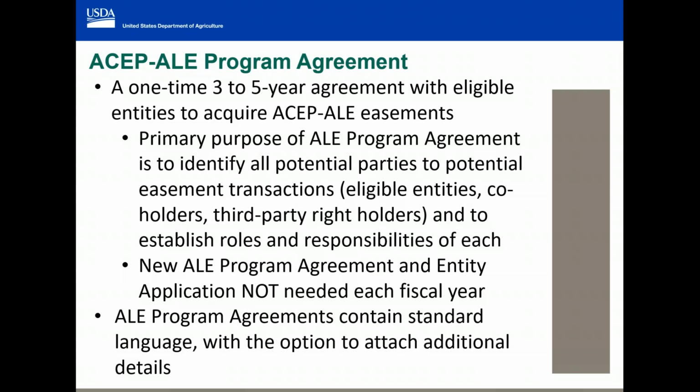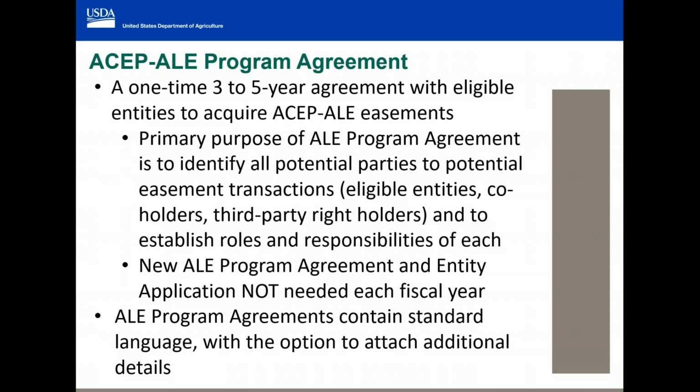Those parties and their respective roles are all identified in the program agreement. And that's a one-time deal. And so the agreement gets executed, it identifies the potential parties, it includes some of the standard language that you will have seen previously in the cooperative and the grant agreements, with the exception that a lot of the transactional information has been removed, which I'll explain in a minute.